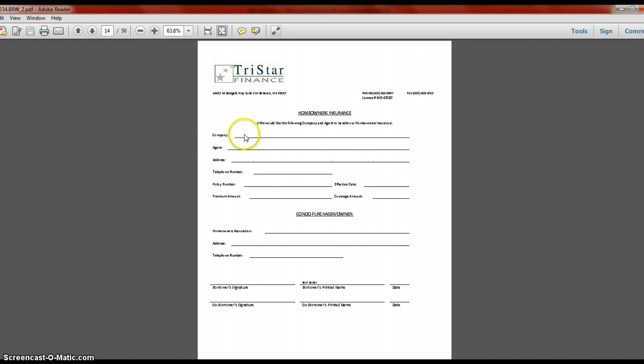And homeowners insurance, pretty much if you have your policy information, or at least the name and number of your agent. And then if it's a condo or if you have an HOA, we need their stuff too, because they all have separate policies, like a blanket policy sometimes. And then sign down here.